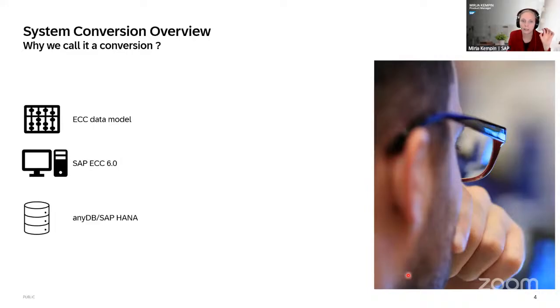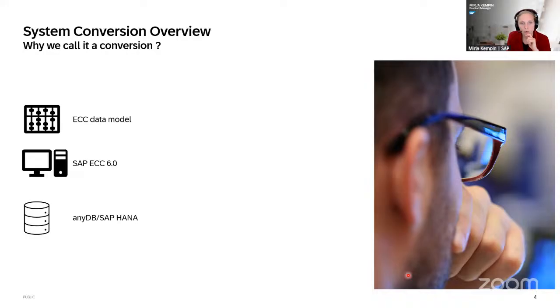So we have an ECC data model in the old SAP ECC system. We have the ECC system version itself, which is an ECC 6.0, potentially with different EHPs and support packages attached. And we have this all running on a database, which can be any database or SAP HANA already. What happens now with the conversion is a change.